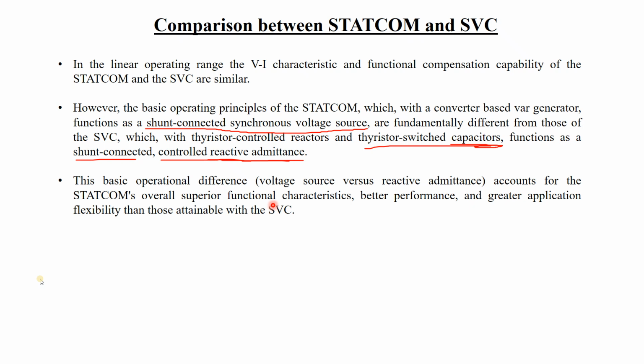Now the basic operational difference, that is, voltage versus reactive admittance. The voltage and current characteristics are similar, but there is the voltage source versus the reactive admittance. Admittance is Y, so it is V versus Y. This particular graph is quite different between the two.